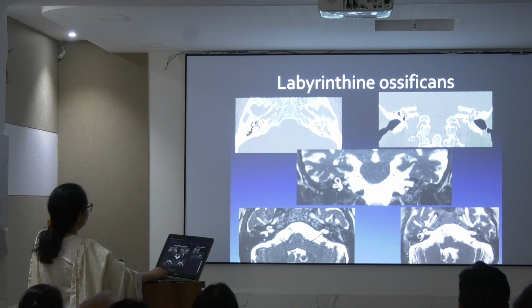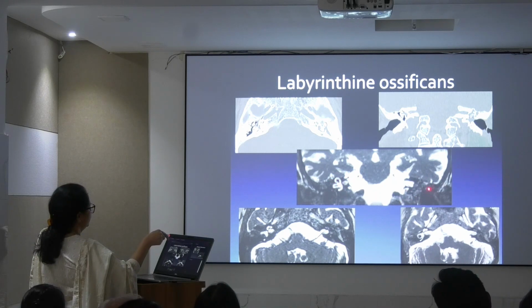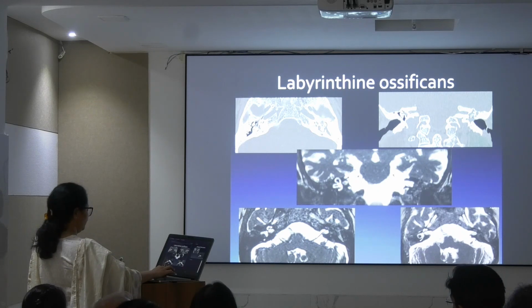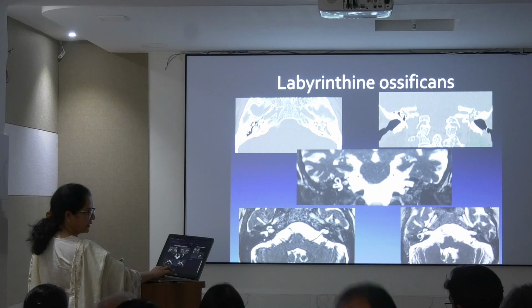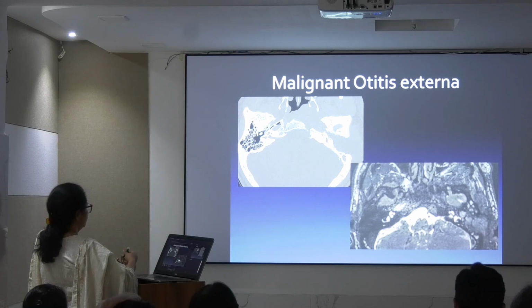Labyrinthine ossification is a sequela of chronic otitis with chronic mastoiditis. What we see here is that we can make out all the semicircular canals here, but on this side they are not seen. Sometimes a patient comes directly to the MRI, and once we run this we come to know that there is some problem here, and we ask for the CT scan. Usually the radiologist will ask for the CT scan, but it is better to use a combination of both. Sometimes what happens is, this is a case of malignant otitis externa.